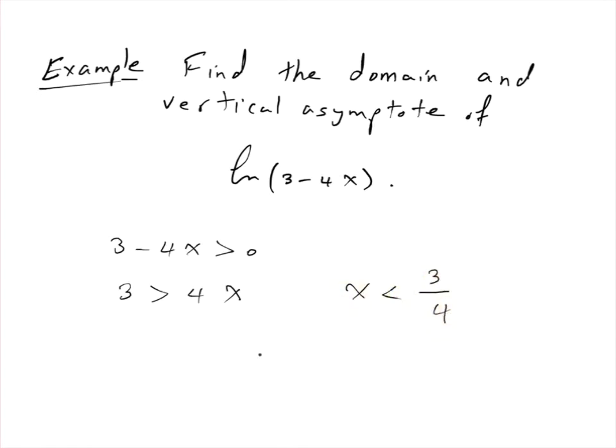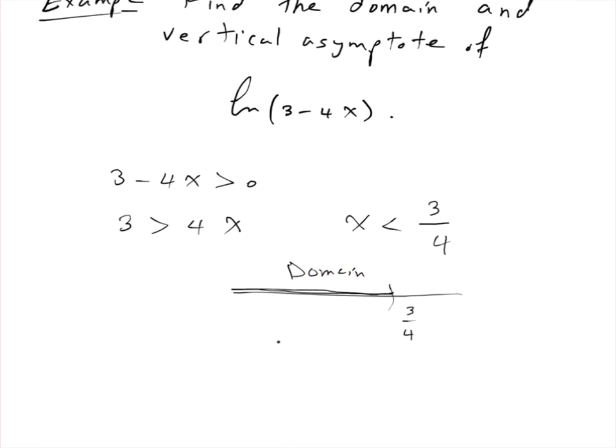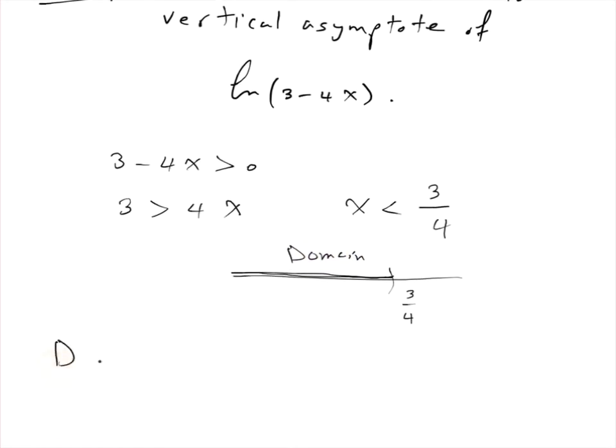So the domain is to the left of the number 3/4 on the number line. So this is the domain. In interval notation, we write the domain as negative infinity to 3/4, because 3/4 is not included, so you close it with a parenthesis.